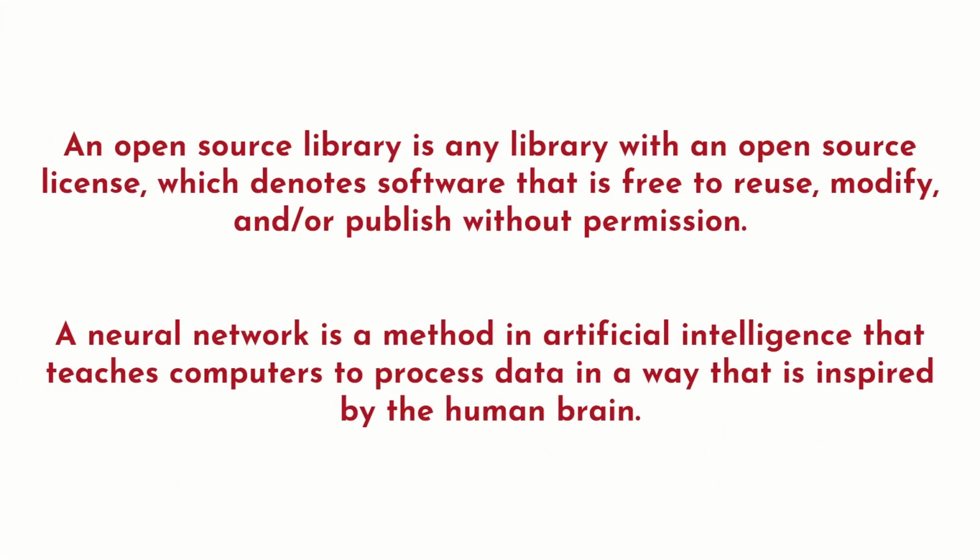So an open source library is basically a library with an open source license. That means that anyone is free to reuse the code or modify it or even publish it without the permission of the creator. And a neural network is a method in artificial intelligence where it tries to teach a computer the way our brain handles data, or it tries to replicate the human brain.